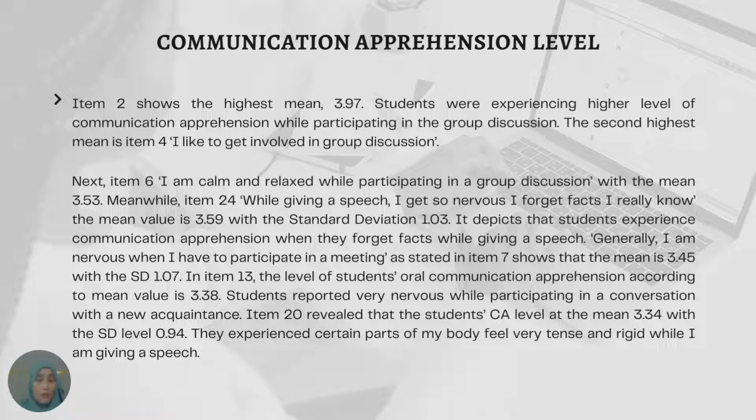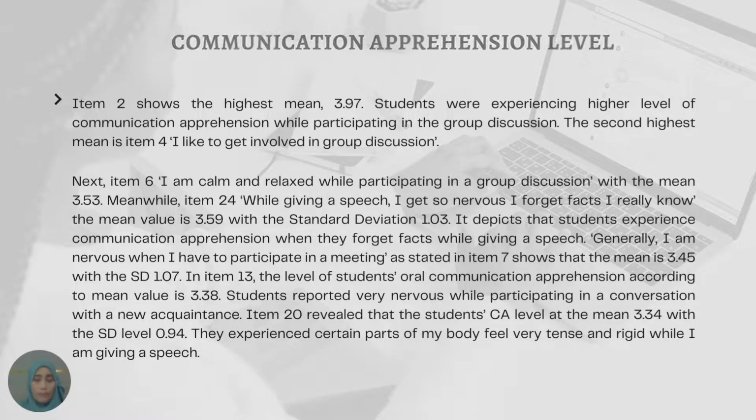In item 13, the level of students' oral communication apprehension according to mean value is 3.38, in which students reported very nervous while participating in a conversation with new acquaintance. Item 20 revealed that the students see a level at the mean of 3.34 with the standard deviation of 0.94, in which they experience certain parts of their body felt tense and rigid while they are giving speech.